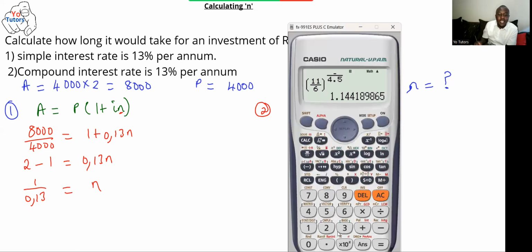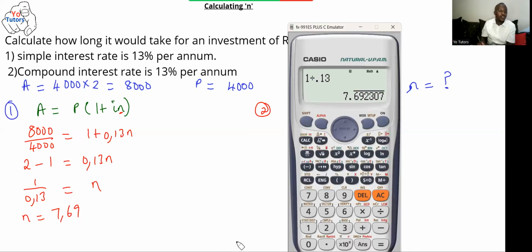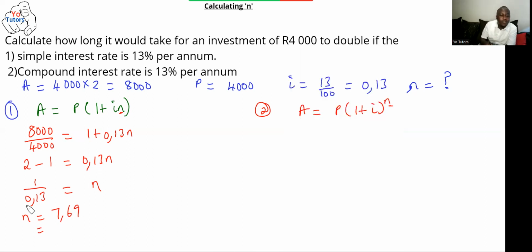Let's see what we get there. 1 divided by 0,13. What do we get? We get 7,69. So N is going to be equal to 7,69. Let's see here, 6923. But now, what do we do here? It means that it's 7 years, 0,69. So what you do here is 7 years.